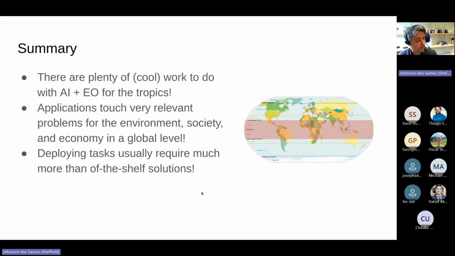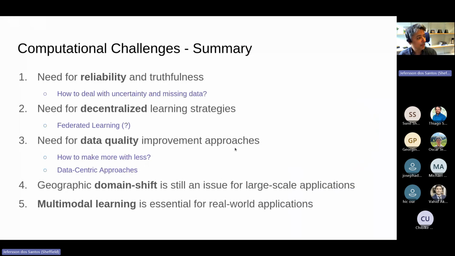Deploying tasks usually requires much more than off-the-shelf solutions. For the problems I showed, if you take only a UNet or a YOLO, you will struggle. You have very limited results, so we need something else, both in computer science algorithm development and in understanding the real problems. So we need to interact with experts. And to conclude the summary of challenges, I would say there is a need for reliability and truthfulness.